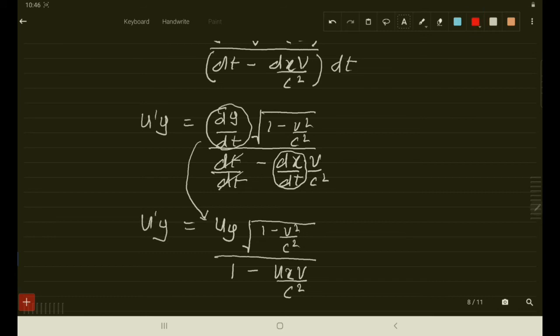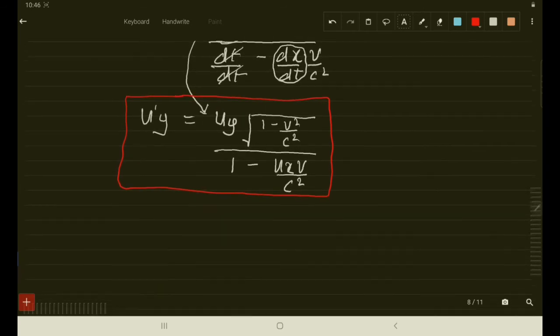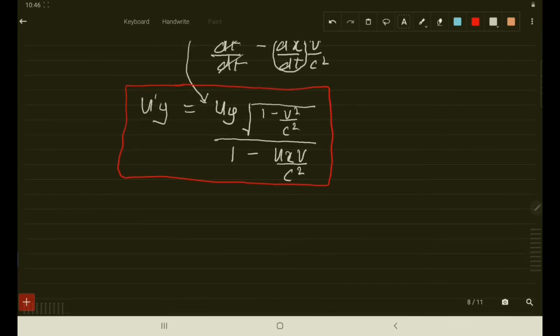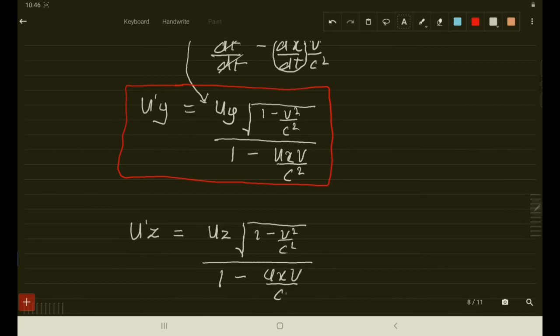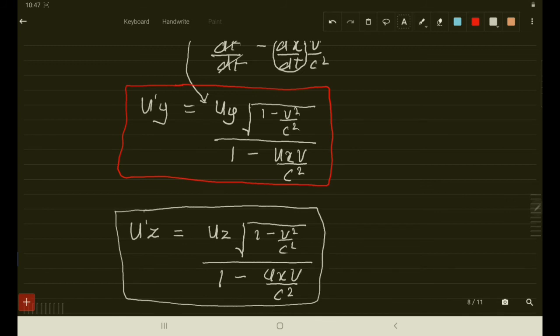Now this is an equation which relates perpendicular components of velocity. Now this is new for us, that perpendicular components also change. Similarly, we can obtain u dash z, which is also a perpendicular component. It will be uz multiplied by 1 minus v square by c square, the whole divided by 1 minus ux v divided by c square. Uy will get changed to uz. So this is for the uz component of velocity.